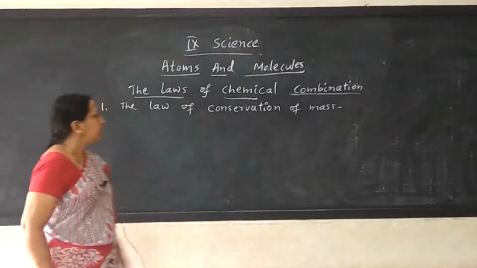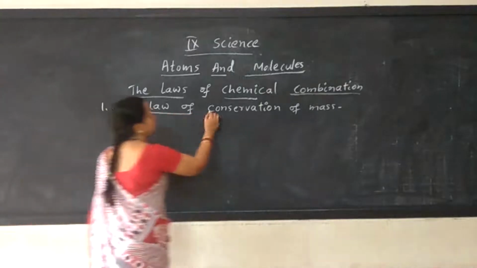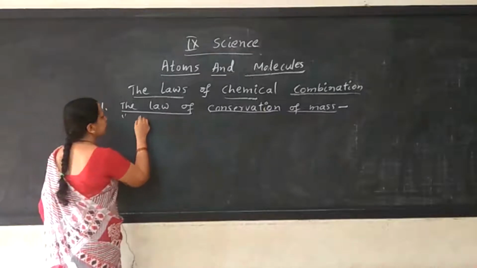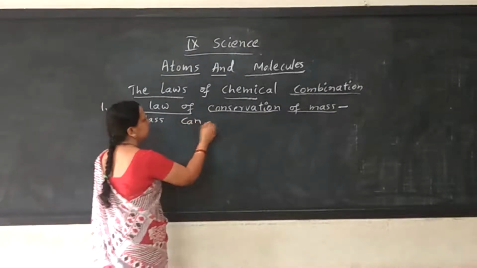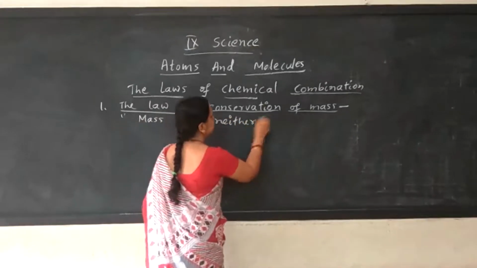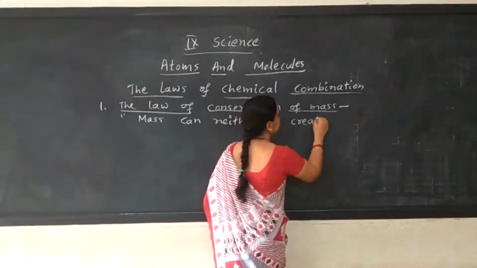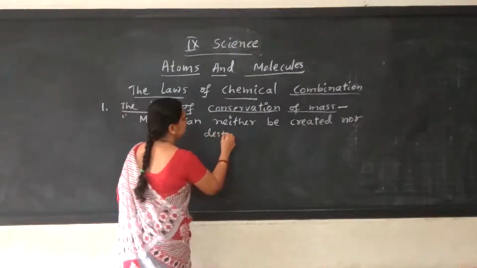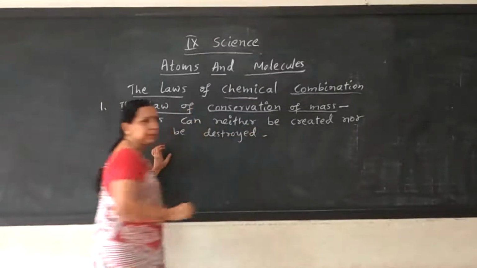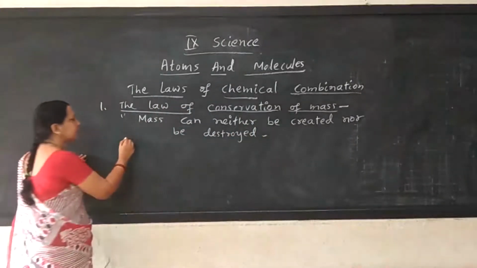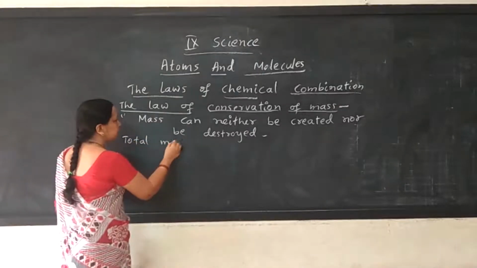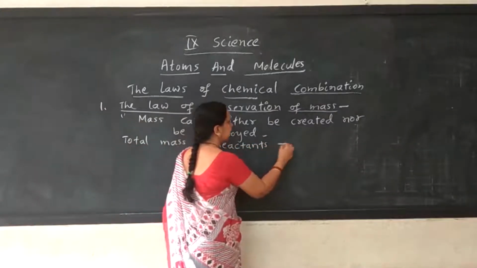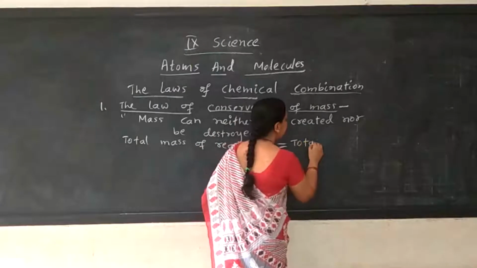Let us write the law. The law of conservation of mass states that mass can neither be created nor be destroyed. Means total mass of reactants is equal to total mass of the products.